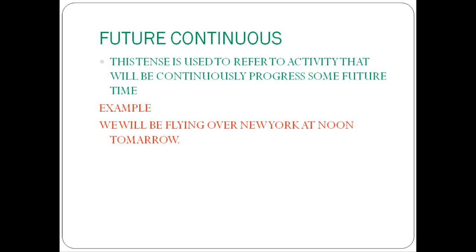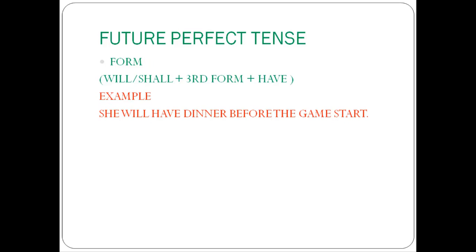Future continuous tense is used to refer to an activity that will continuously progress at some future time. For example, we will be flying over New York at noon tomorrow. Okay, so we will be flying over New York at noon tomorrow.